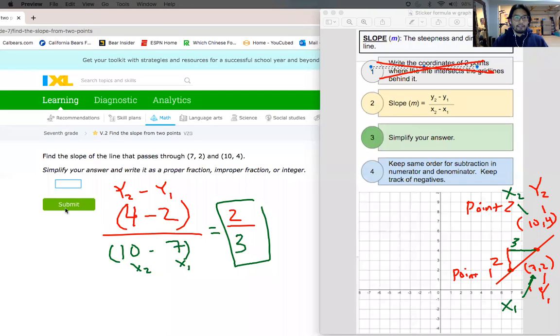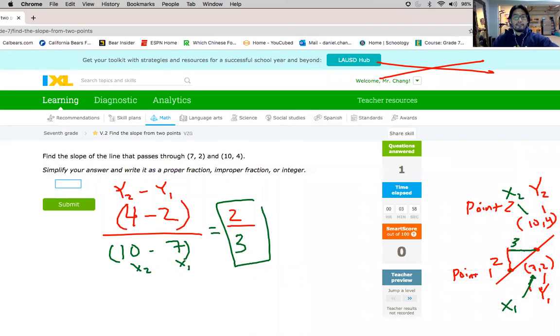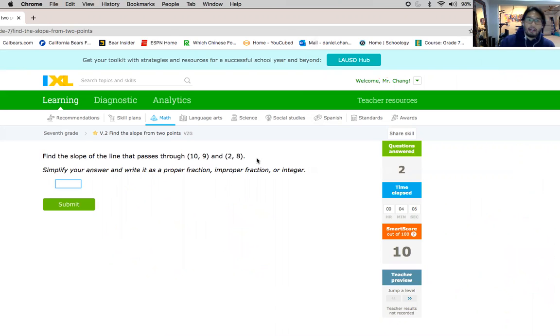Now let's see if IXL works. 2 divided by 3, 2 over 3, 2/3 is my slope. Wonderful, I got 10 points, I'm happy. All right, let's do this. Chugging along.